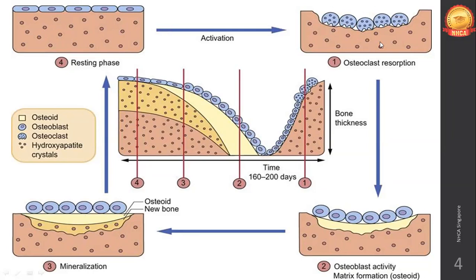Osteoclast will come and break down the bone. Osteoblast will make the osteoid matrix. This matrix will get mineralized, and after mineralization you get a healthy bone. So this cycle goes on and on. This is the bone formation. It takes place throughout your life.